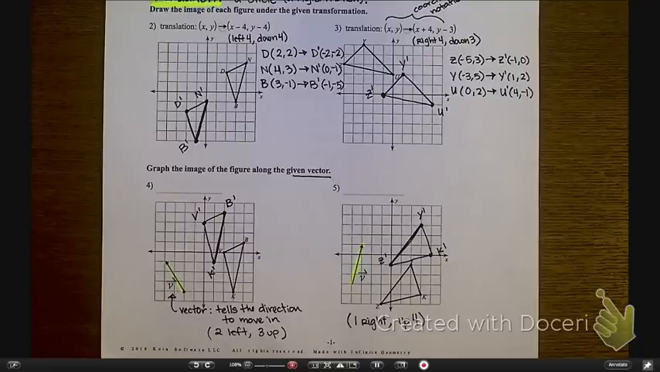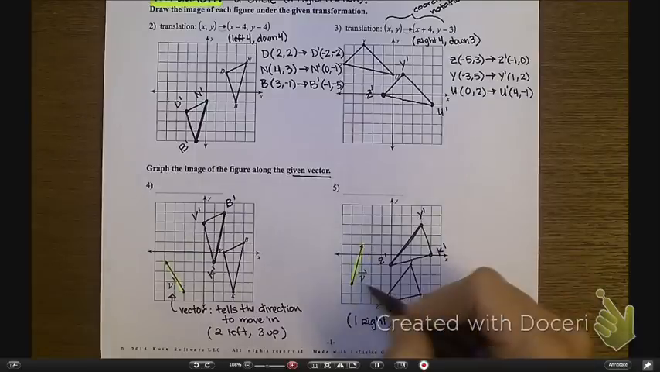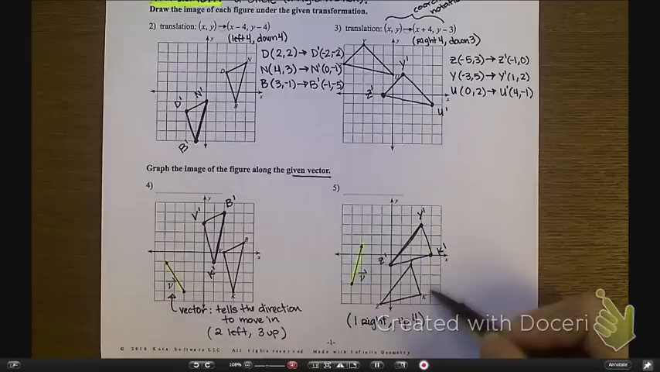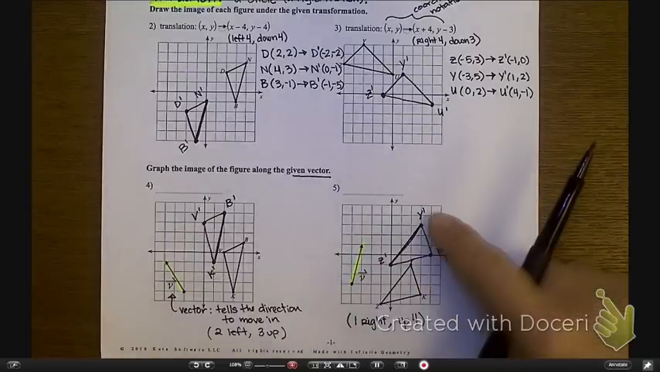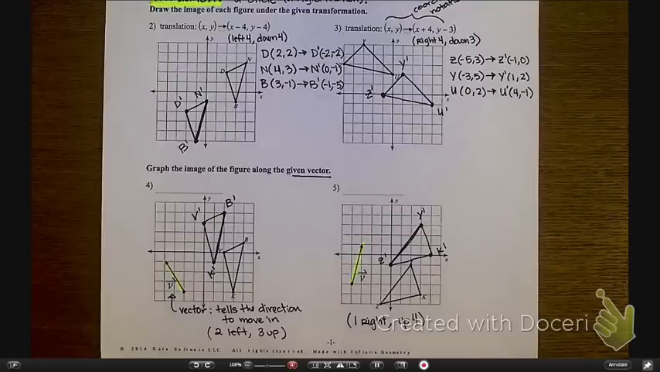Okay, let's go ahead and check your work. All right, so for your work here, you should have been moving 1 to the right and then up 4 units, because in this vector, to get from the beginning to the end, we're going 1 right and up 1, 2, 3, 4. So when I do that to each point, these are the new locations of the points that I get. All right, let's go ahead and turn over to the back.